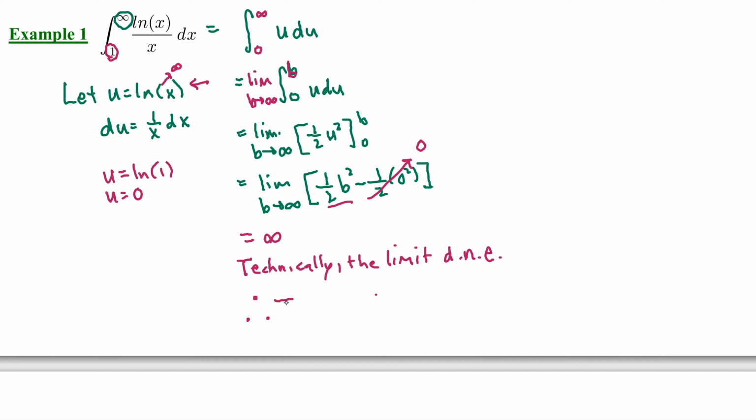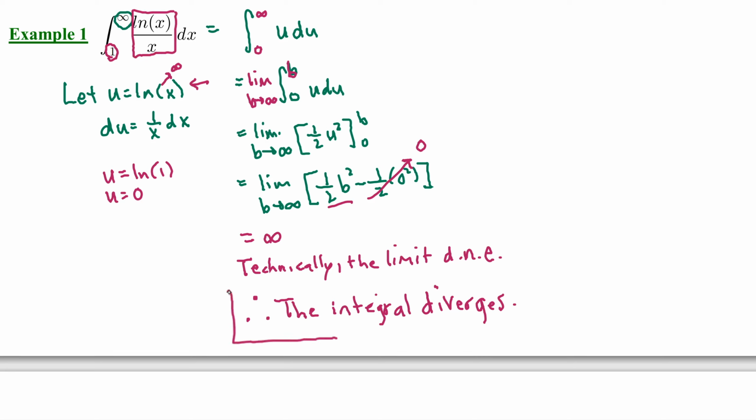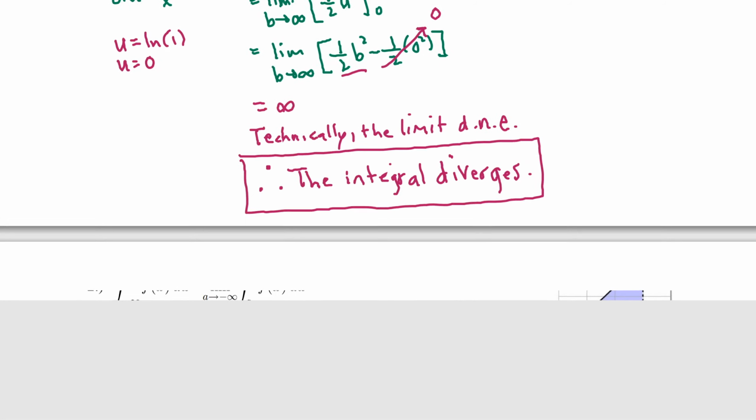Therefore, we can say the integral diverges. If we want to interpret that geometrically, that simply means that the area between the curve given by this integrand and the x-axis from 1 to infinity increases without bounds until it is immeasurable. So this particular example ended with a divergent integral, but not all improper integrals are divergent.